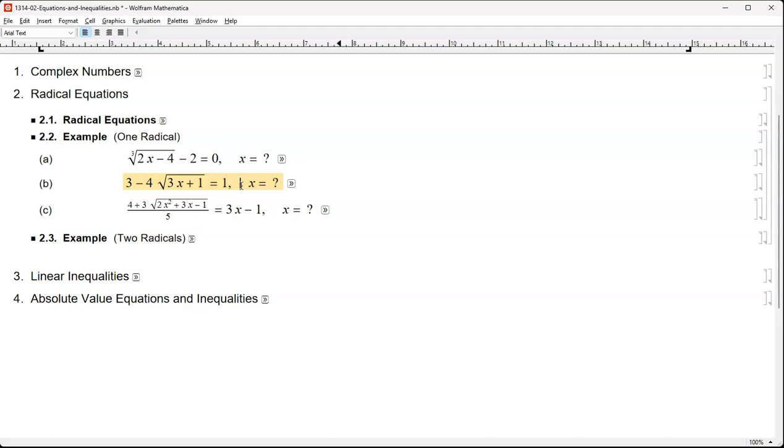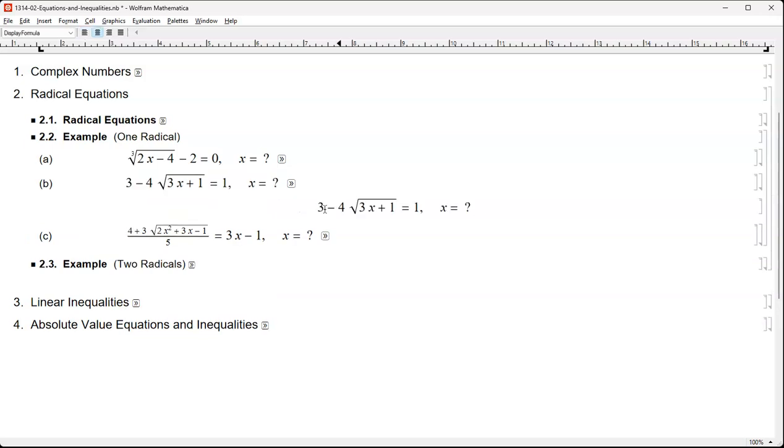How about the next problem here? Well, stop the playback and then work it out. Same type of problem. Isolate the square root and square both sides. Did you get it? Let's put some space in between. Okay, alright. And then isolate the square root. So flip this 3 to the other side. 1 minus 3, we get negative 2.